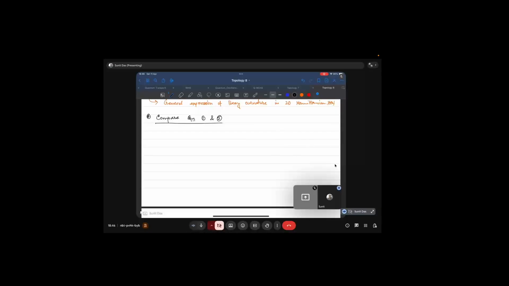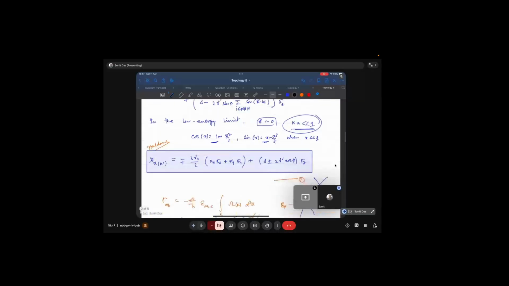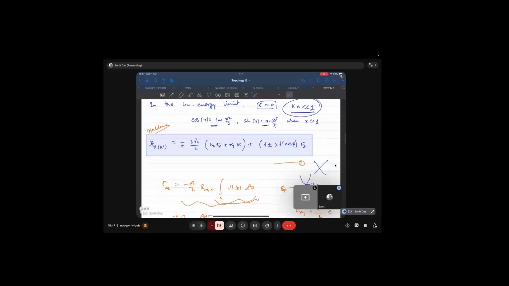Comparing equation 1 and 2, what we have is that in our case, d0 will be 0. There will be nothing associated with sigma 0 in our equation 1. And then dx will be associated with sigma x, so this part is the dx. So let's say I am focusing on the k value.